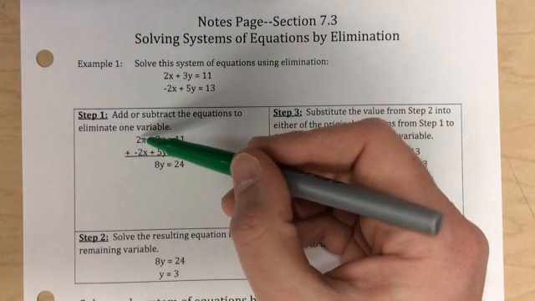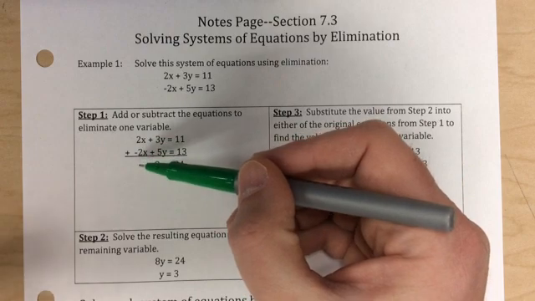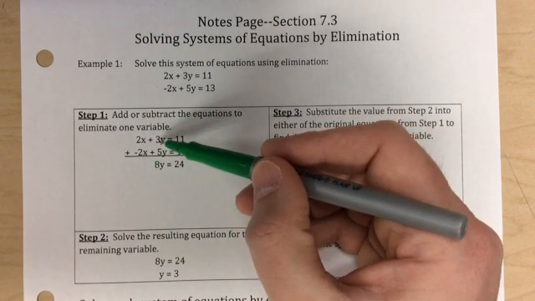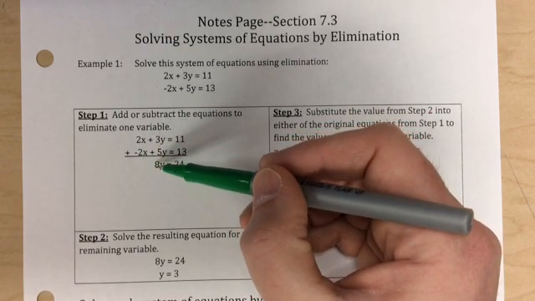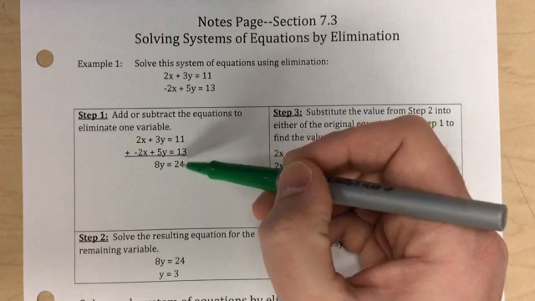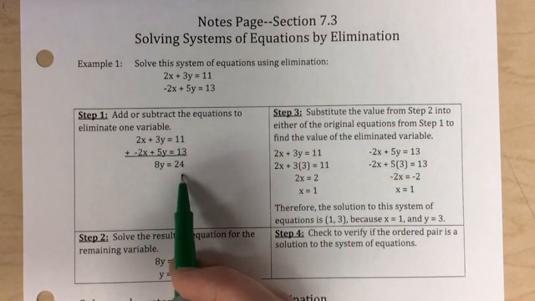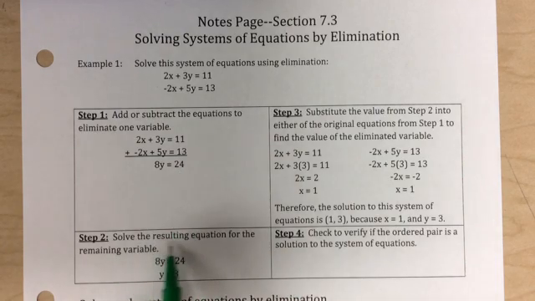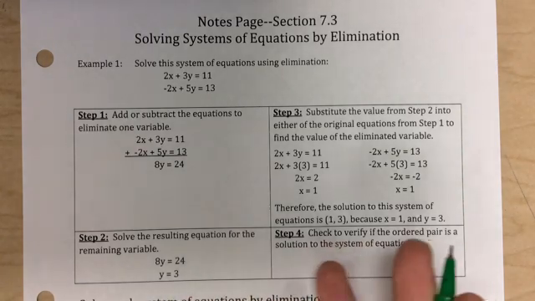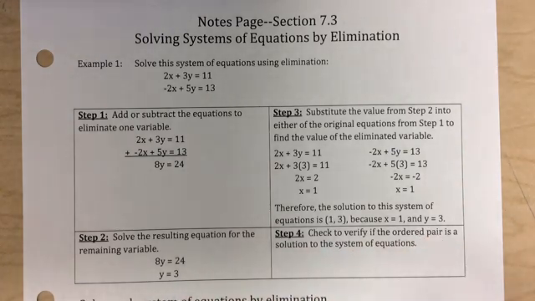When I do that, 2x plus negative 2x is 0, so I don't even write that down. And then 3y plus 5y is 8y, and 11 plus 13 is 24. So I just added those two equations together and ended up with 8y equals 24. Step 2 is to solve the resulting equation for the remaining variable. So if I know 8y equals 24, then I divide both sides by 8 and I get y equals 3. So now I've found half of my solution in that y equals 3.